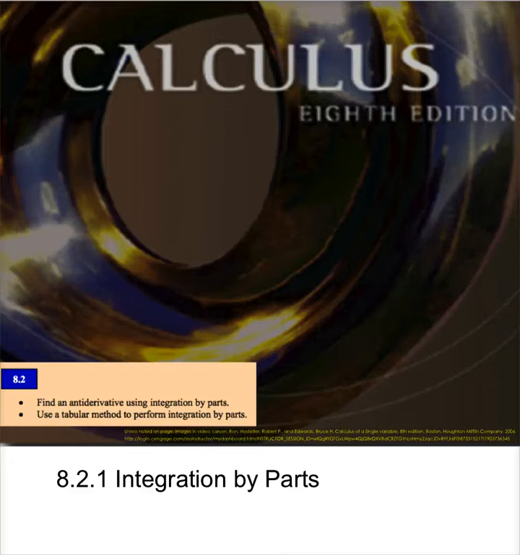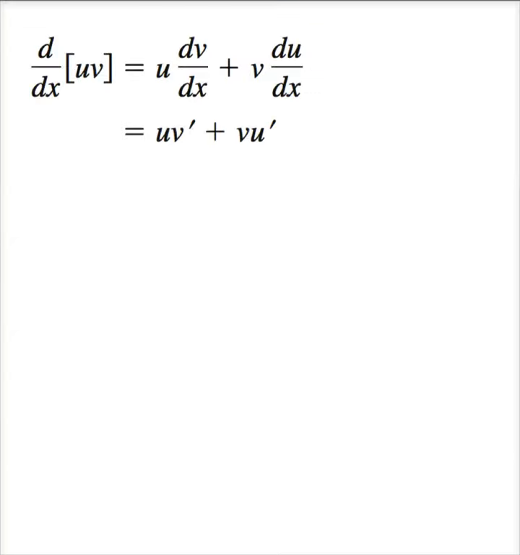Integration by parts is a useful tool when you're trying to integrate the product of functions. Now let's review the product rule for differentiation. d/dx of uv is equal to u dv/dx plus v du/dx. And I can write this as u v prime.